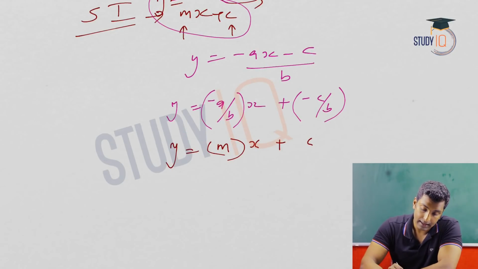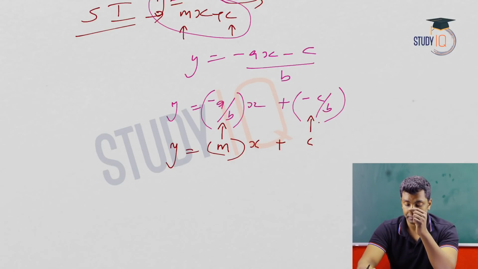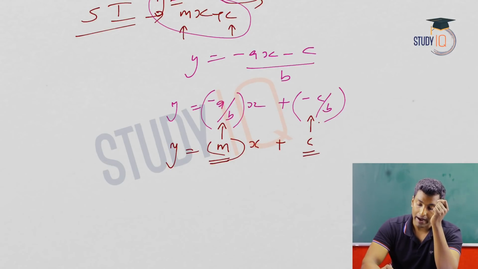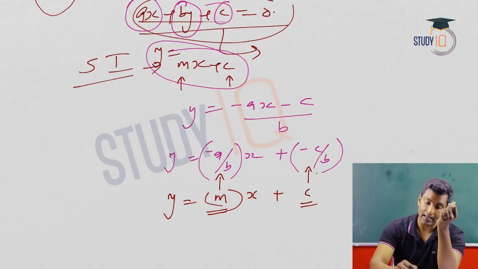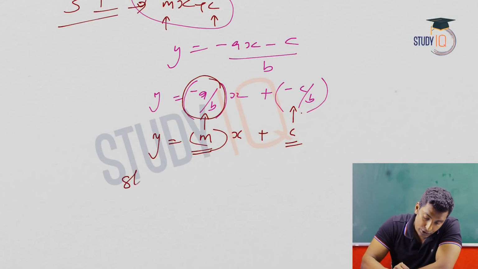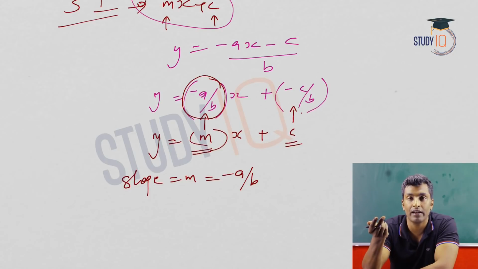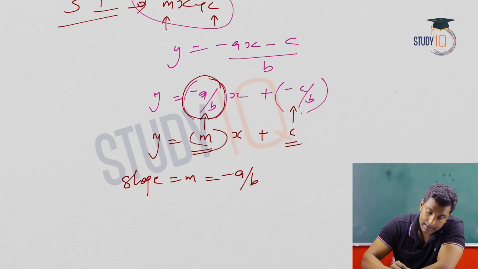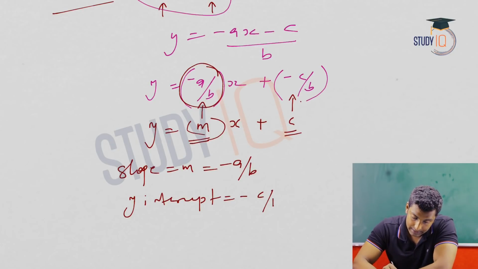You can clearly see, what is your m is this, and what is your c is this. So from this you can understand that m is the slope, c is the y-intercept. If you have been given a general equation like this, what is the slope? Slope is minus a by b. So slope m equal to minus a by b, or tan theta is minus a by b. You can find theta also, obviously. Similarly, what is my y-intercept? Y-intercept is minus c by b.